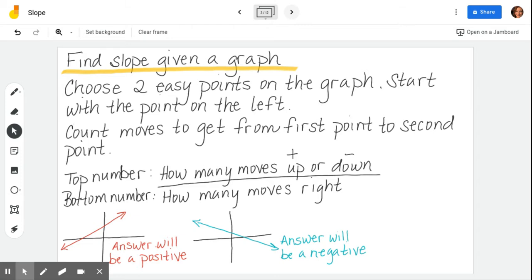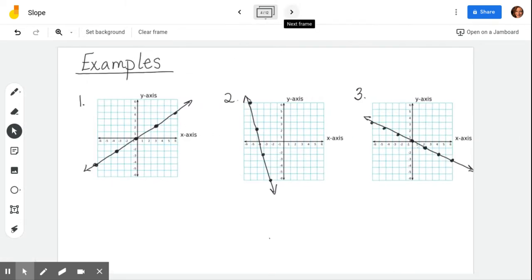The graph that I have in red, you read a graph like you read a sentence, from the left to the right. If it's climbing, then it's a positive slope. It's moving in a positive direction. The blue one that you see there at the bottom from the left to the right is falling. It's moving in a negative direction. Okay, so let's do some examples of these.